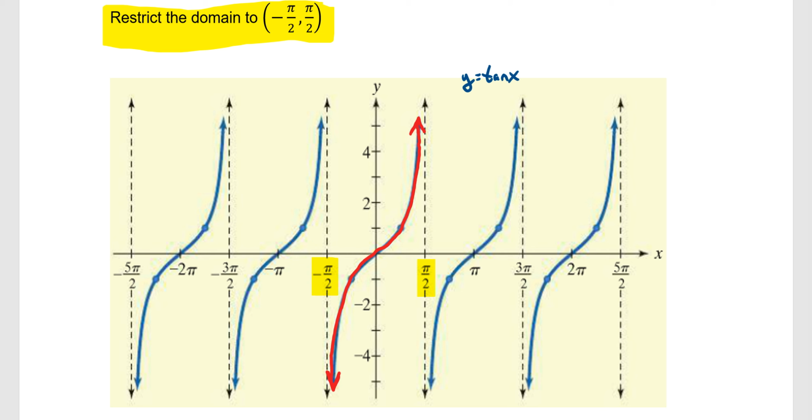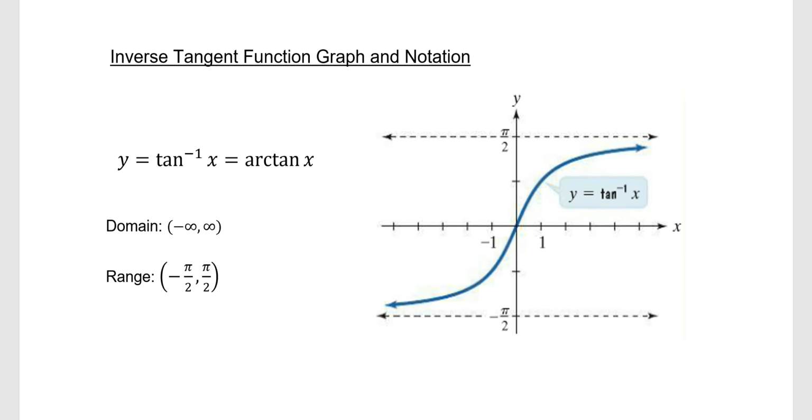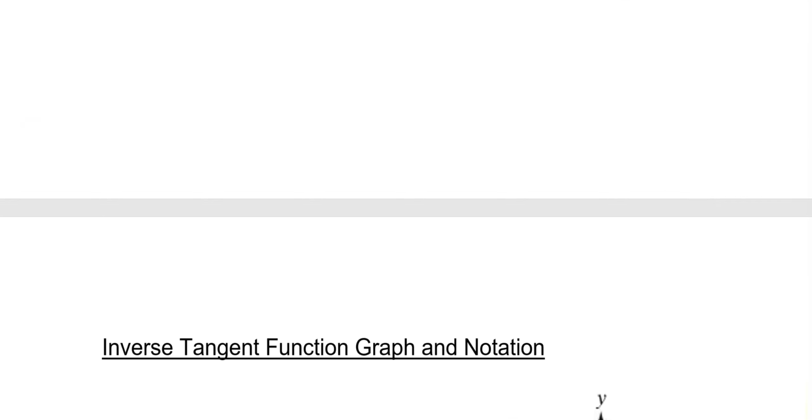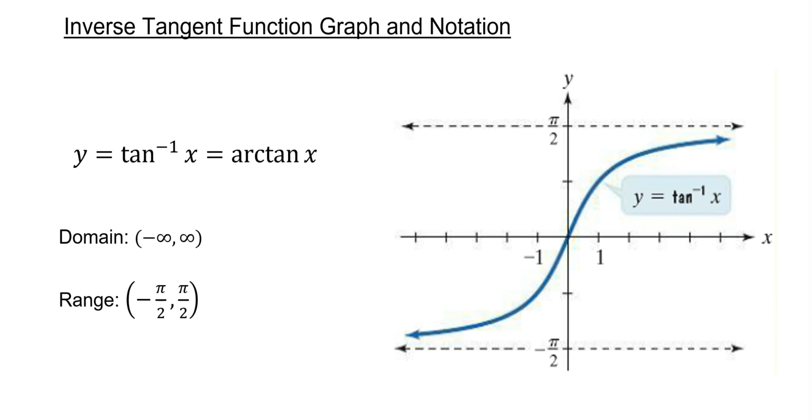So for the third time, in order to get the graph of tangent inverse, we're going to flip the domain and the range. We're going to reflect this curve over the line y equals x. Instead of the domain being negative pi over 2 to pi over 2, and the range being negative infinity to infinity, we flip it. Now the graph of tangent inverse has a range of negative pi over 2 to pi over 2 and a domain of negative infinity to infinity.